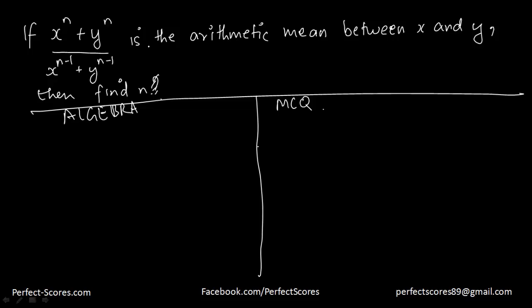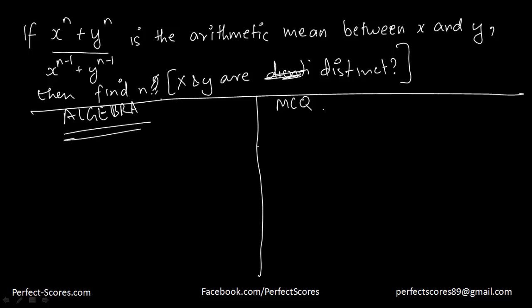So just remember, x to the power n plus y to the power n is the arithmetic mean of x and y. I just have to say that x and y are distinct. That's how the question should be. Alright, so let's use algebra here, and let's use the multiple choice question way.